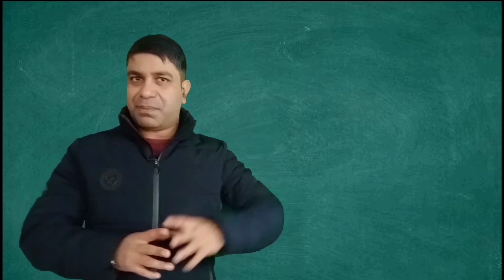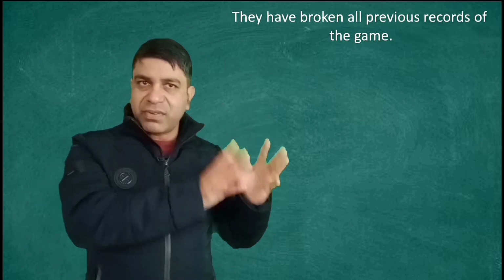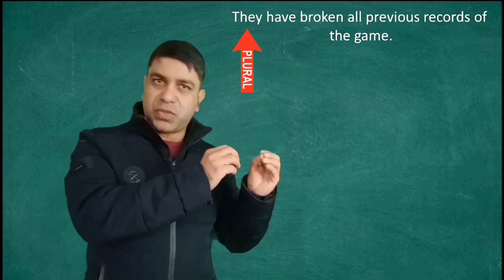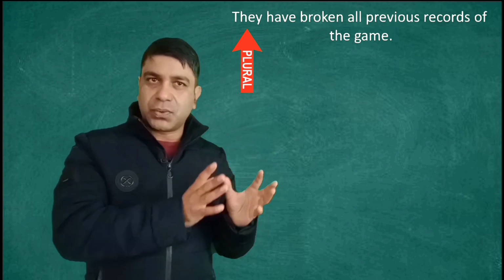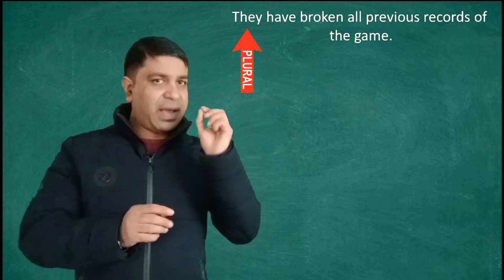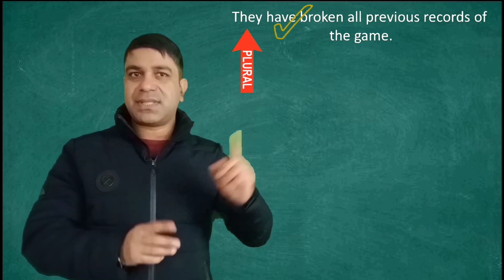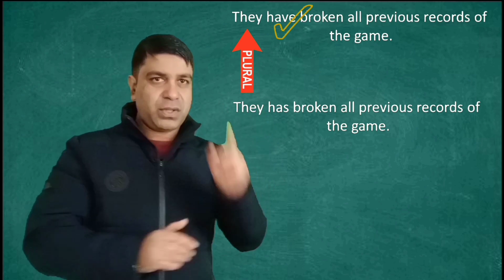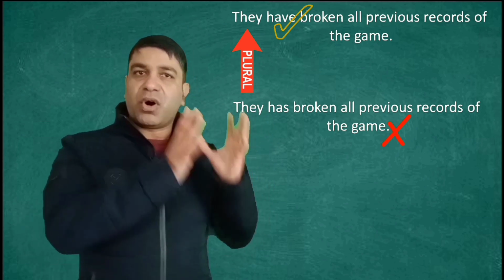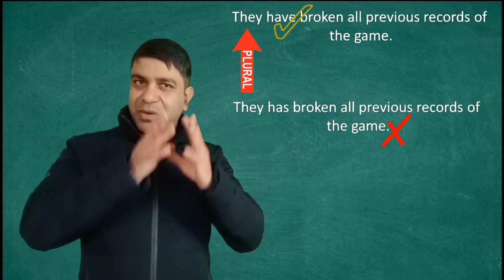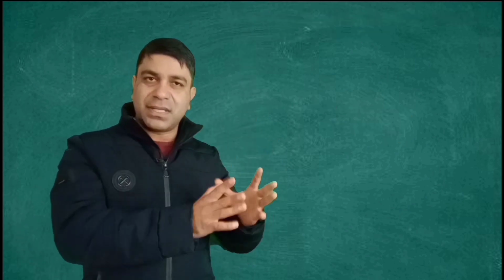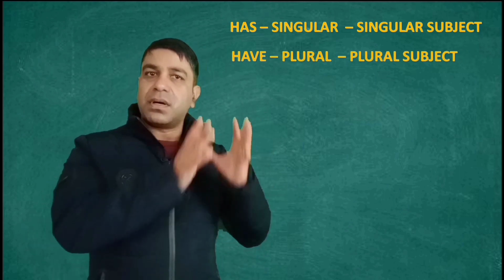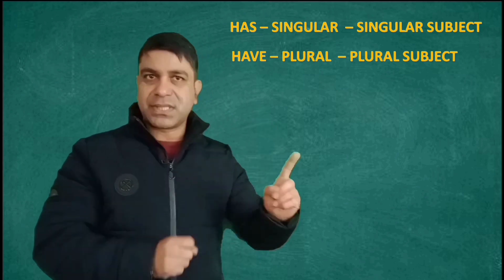Now look at this example. They have broken all previous records of the game. In this sentence, they is a plural subject. The word they refers to more than one person. So have is the right verb to use in this sentence. They have broken all previous records of the game, not they has broken all previous records of the game. Now we are clear that has is a singular auxiliary verb used with singular subjects, and have is a plural auxiliary verb used with the plural subjects.